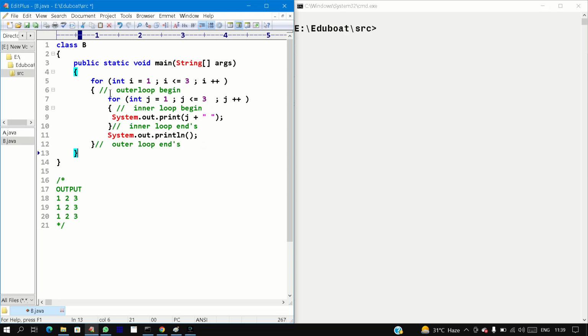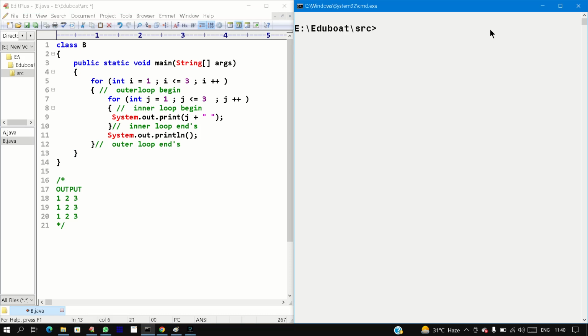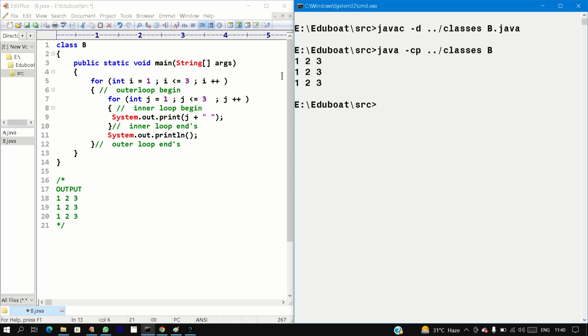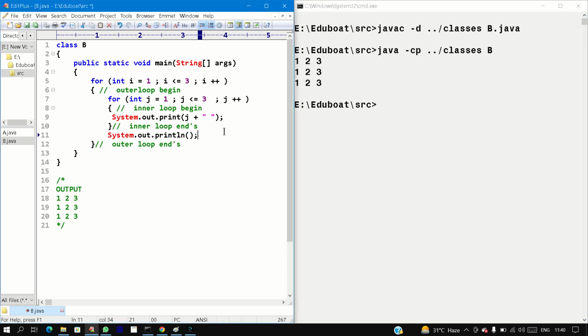Fine. Now just try to understand how the whole program is running. Before going to the explanation, just have a look at the output. This is our output. See, 1 space 2 space 3, we are getting this output. Fine. Moving on to the question as well as the explanation.